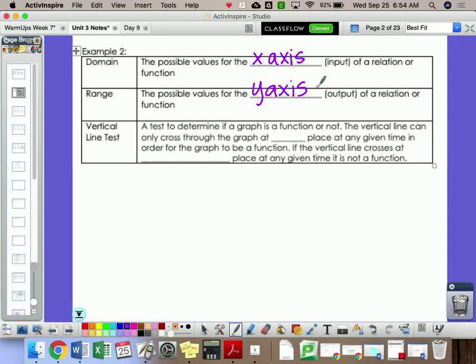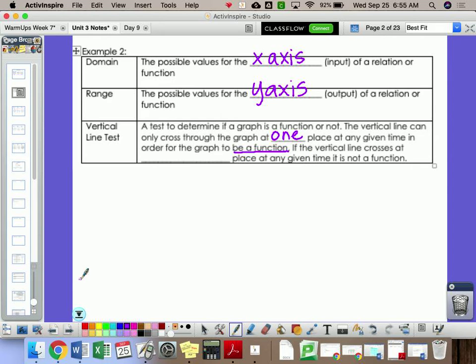And then we're also going to talk about the vertical line test. This can help us to identify if a function is a function or not a function when we're looking at a graph. So a test to determine if a graph is a function or not. The vertical line test can only cross the graph at one place at any given time in order for the graph to be a function. So if it crosses one time everywhere, it is a function.